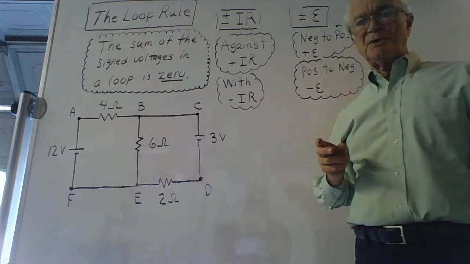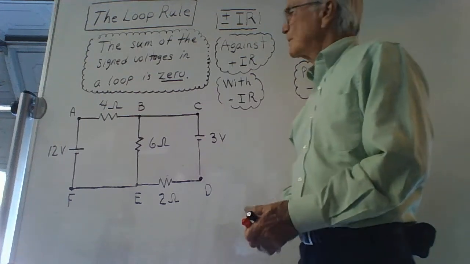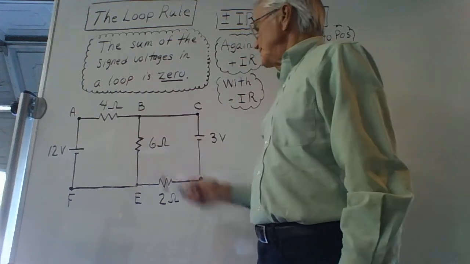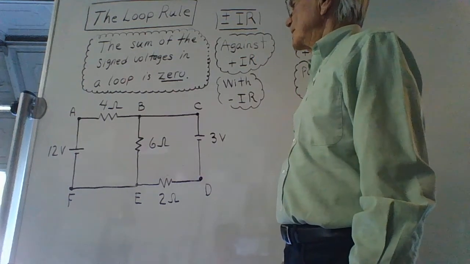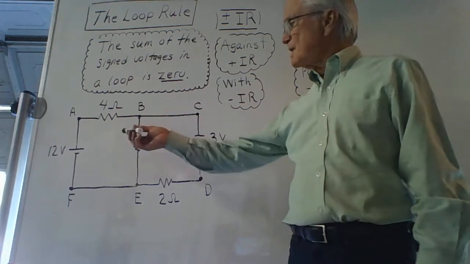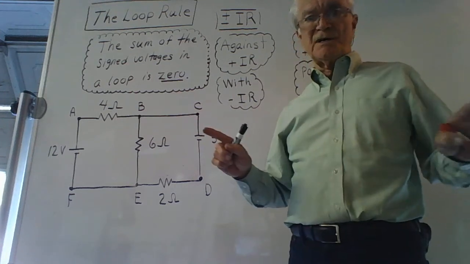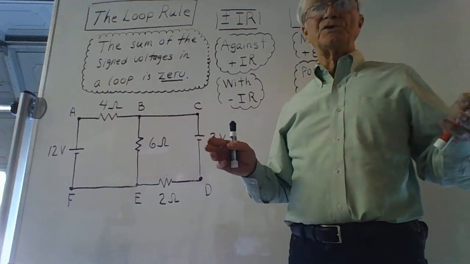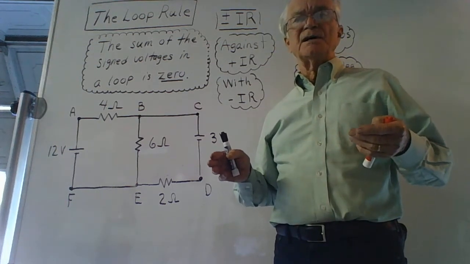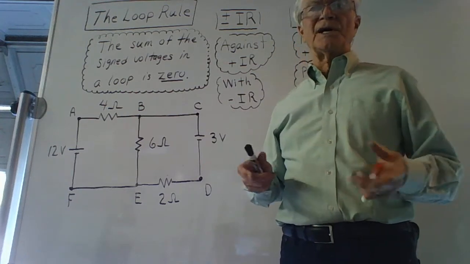Let's look at an example. A 12-volt battery, a 3-volt battery, and three different resistors. We wish to determine the currents in every one of these elements. We begin by picking any one of them, guessing what the direction of the current is in that element, and assigning a symbol to it, an unknown quantity. Usually we start with X.